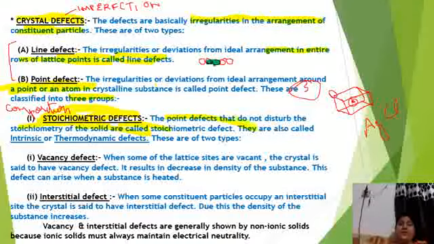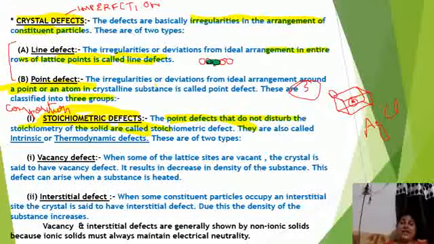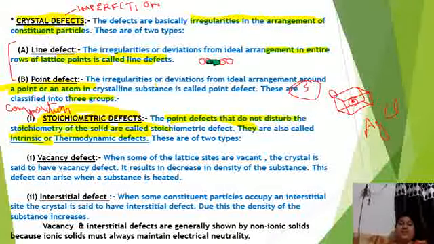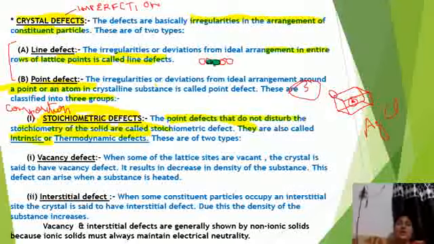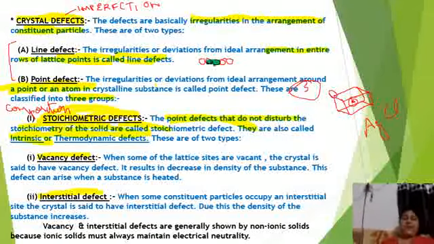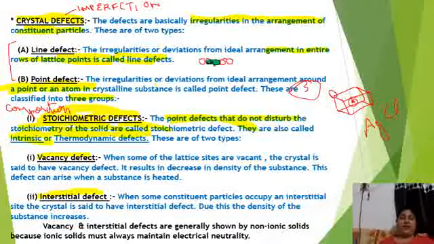Meaning, if in any point defect the stoichiometry is not disturbed by any point or any constituent particle, that is known as stoichiometric defect. This is also known as intrinsic or thermodynamic defect. Basically, it is of two types: vacancy defect and interstitial defect.